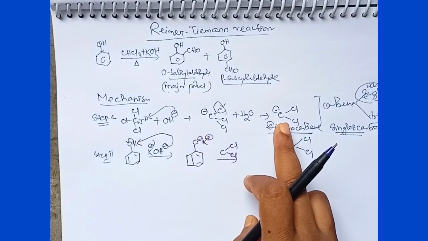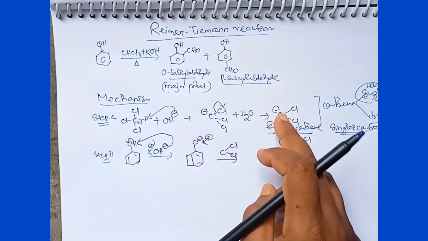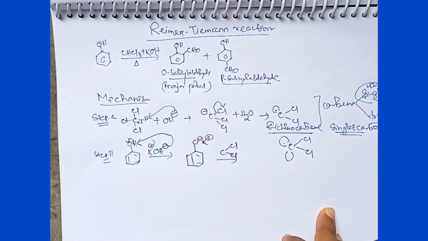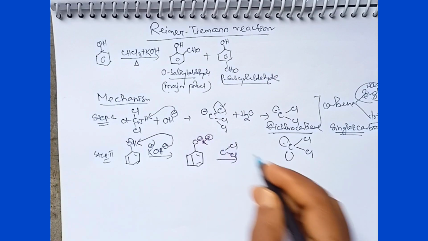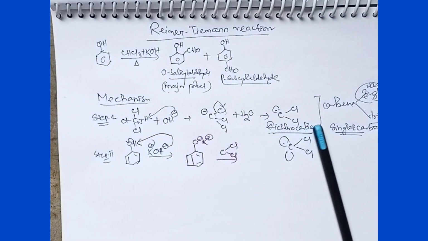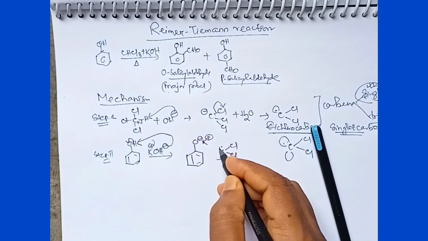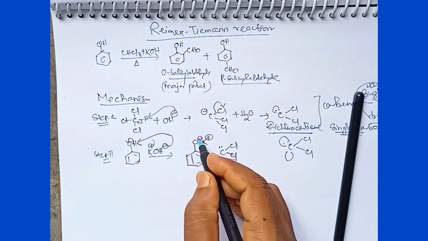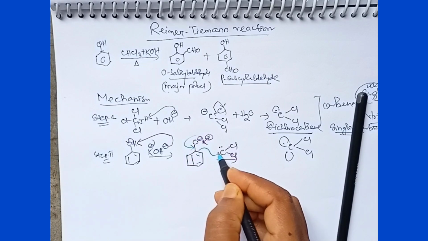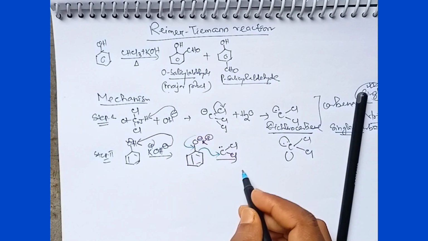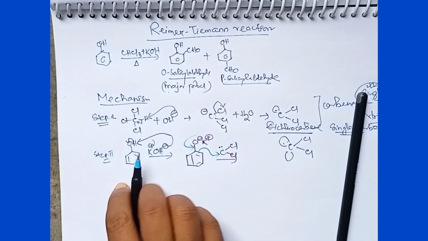This is a sextet molecule. In the outermost shell, 1 2 3 4 5 6 electrons are present. That means it is electron deficient and acts as an electrophile. It needs electrons. So what will happen? If we draw the resonating structure, it will form like that. Okay, so our molecule will be formed.